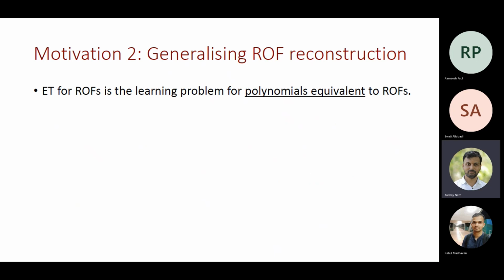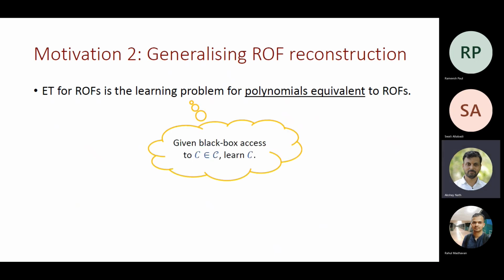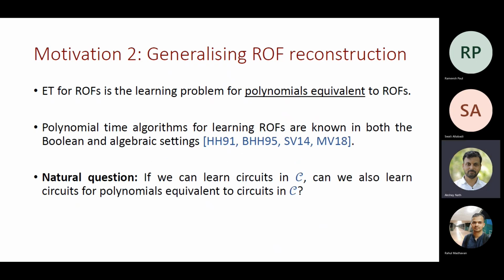The second motivation comes from generalizing ROF reconstruction. So ET for ROFs is just a learning problem, but for the class of polynomials equivalent to ROFs. As I mentioned before, a learning problem for a circuit class C is the following problem: given black box access to a circuit C from the class, learn C, that is, output a representation of C.